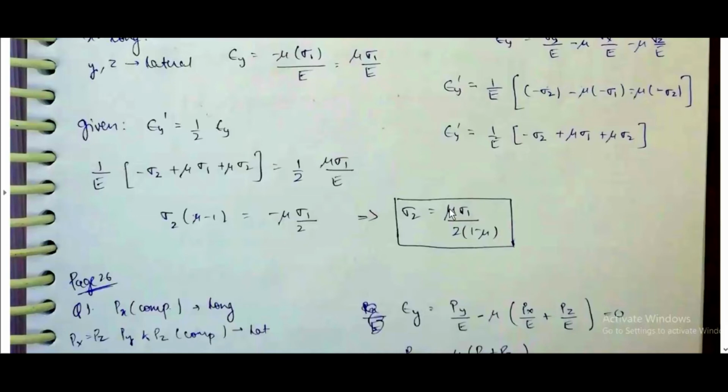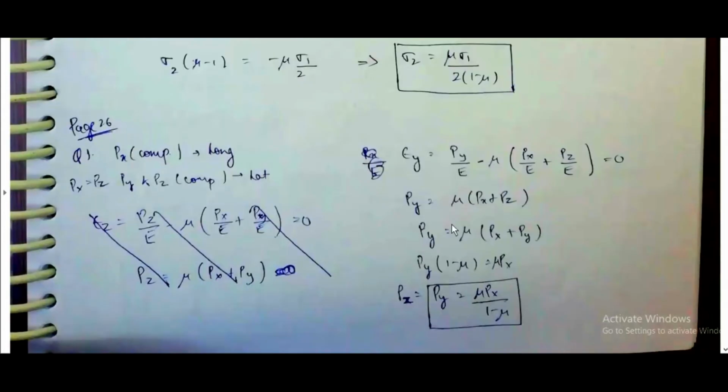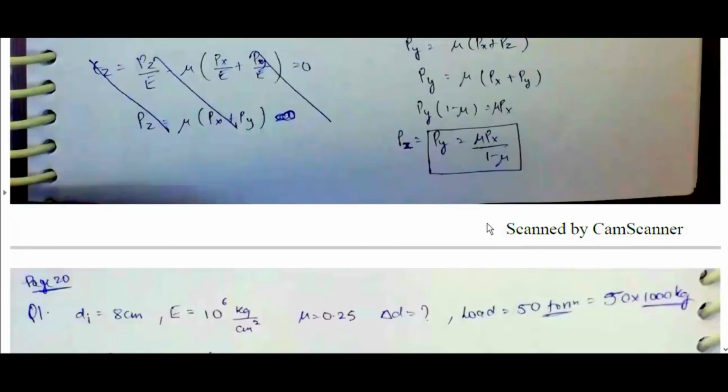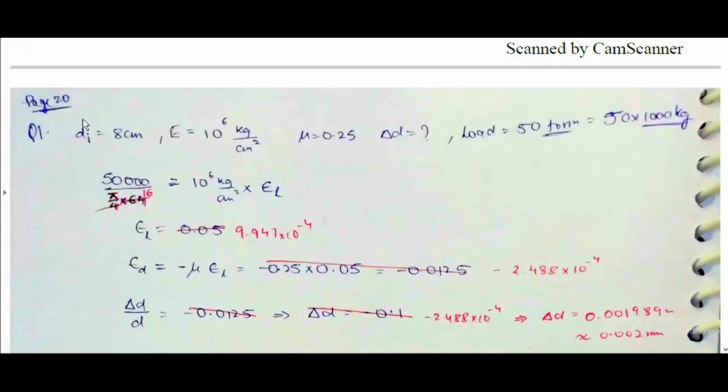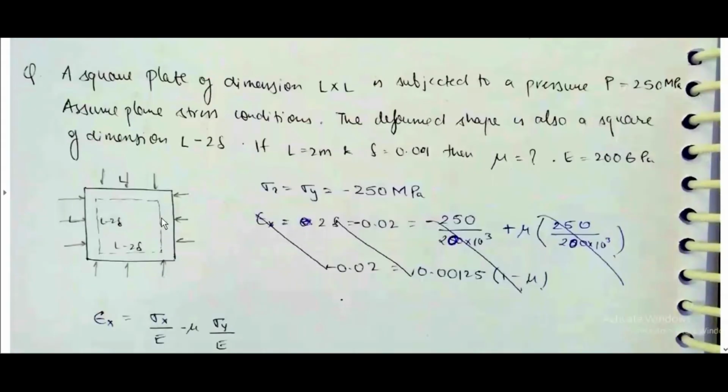After solving, we will get sigma 2 is equal to mu sigma 1 by 2 into 1 minus mu. Another question regarding the same, like page number 26 in our workbook, they will give some conditions, we have to find the relationship, and we will get it like this. Another question: epsilon L we can find from the given sources, then we have to find epsilon D is equal to minus mu epsilon L, and from that we can find delta D. Okay, another question.